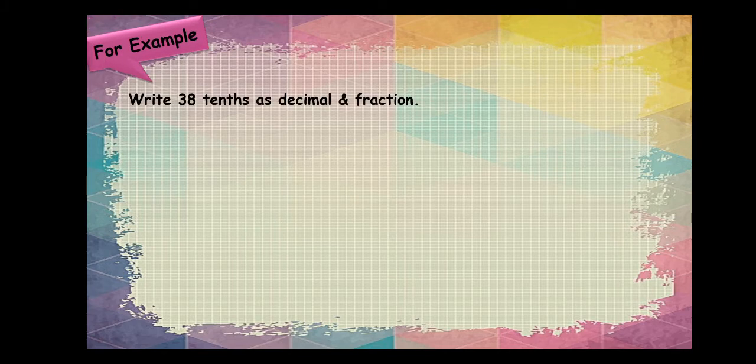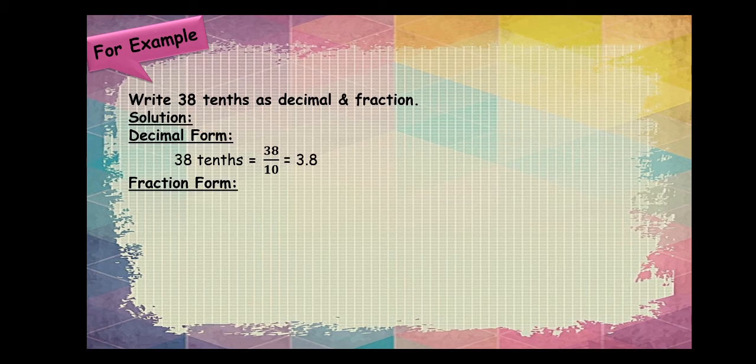For example, we have to write 38 tenths as a decimal and a fraction. So, in decimal form, 38 tenths will be 38 divided by 10, and we can write it as 3.8.